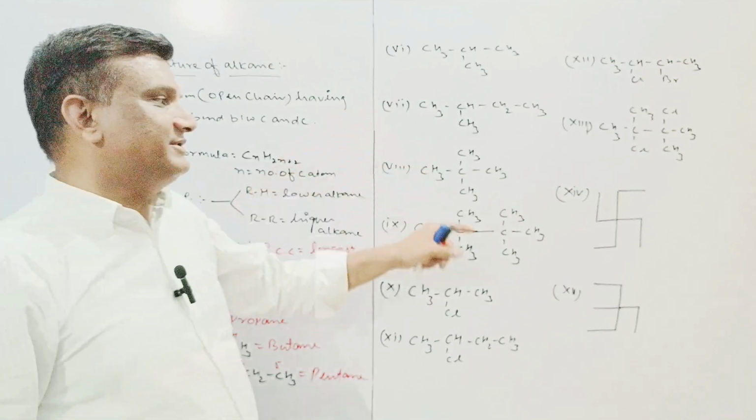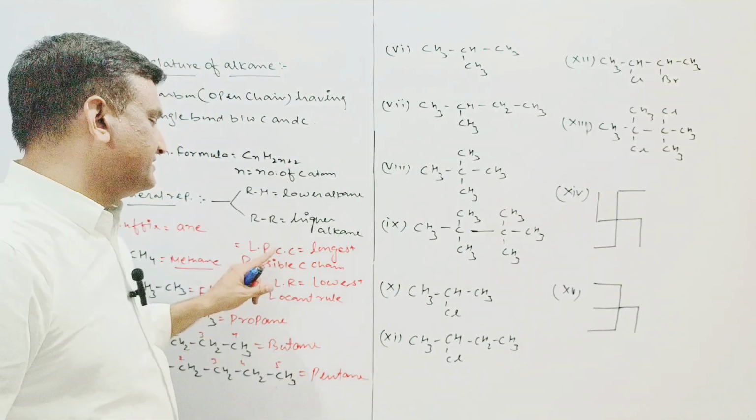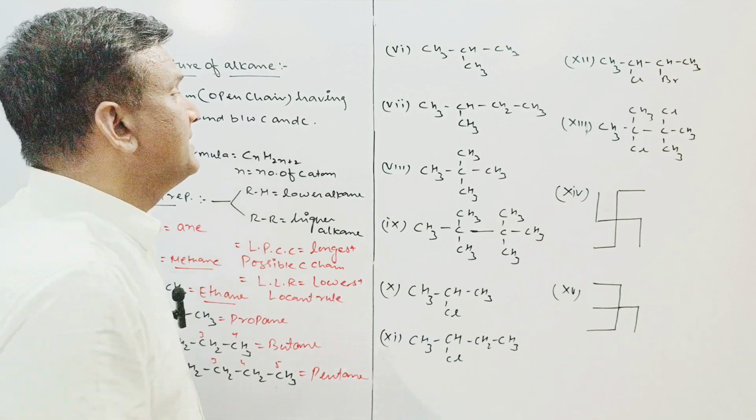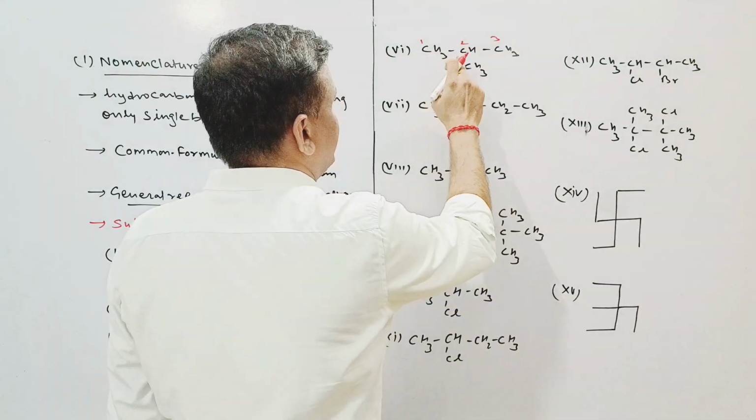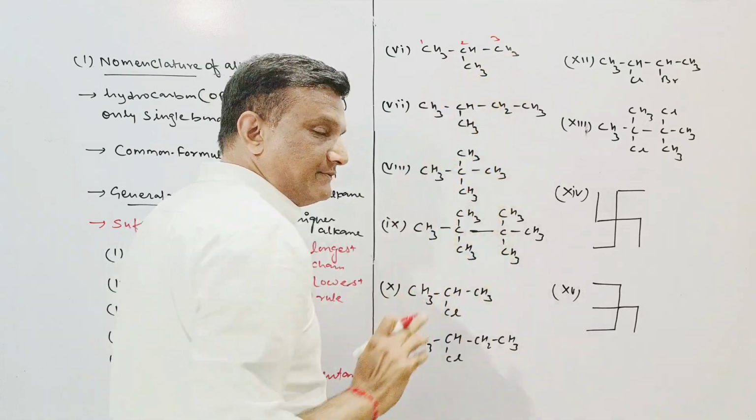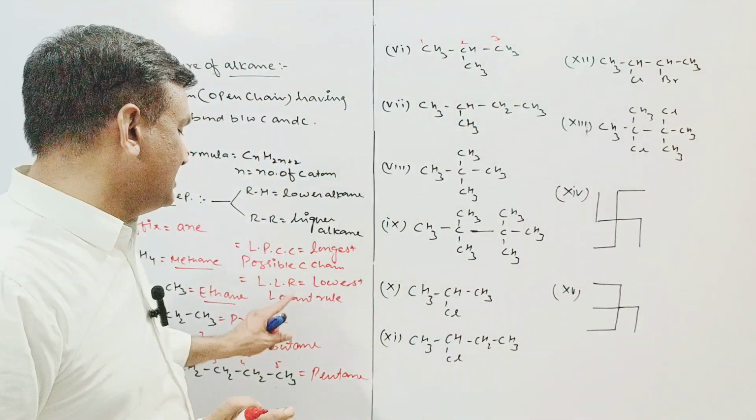But right now these are the complex structures. For the complex structure, it will be use of first of all LPCC, the longest possible carbon chain. This may be 1, 2, 3. You can take 1, 2, 3 also. After then you have to count the chain, LLR.